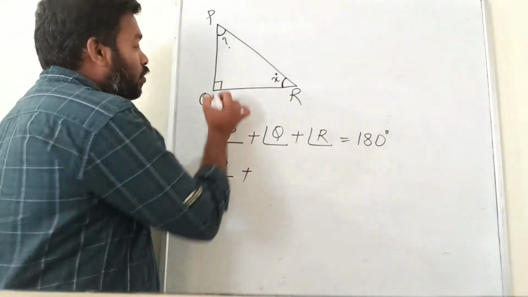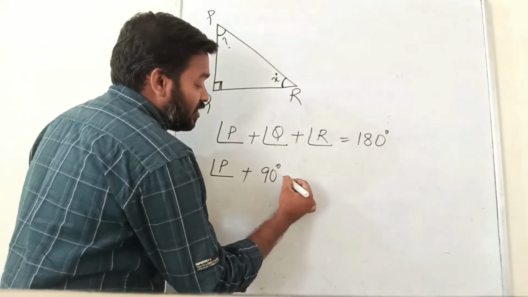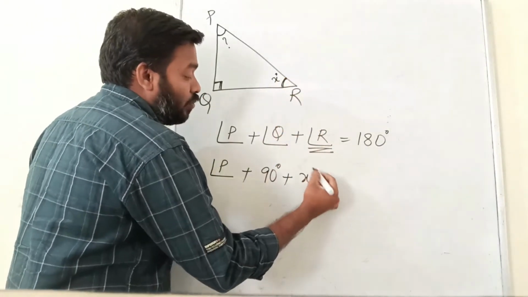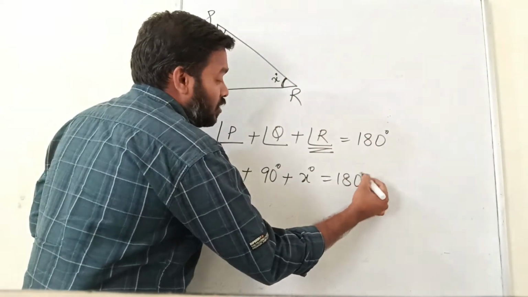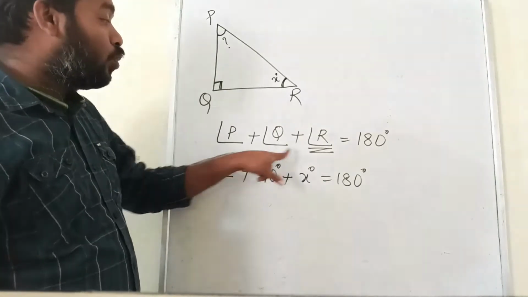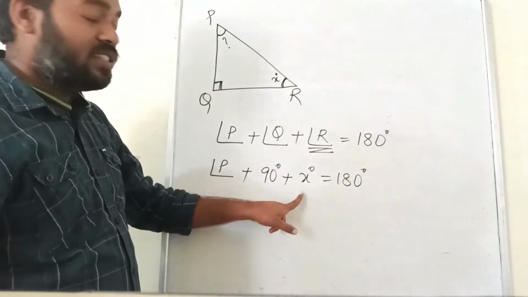What is angle Q? 90 degrees. When we have drawn this, we are taking that as 90 degrees. And what is angle R? We have assumed that as X. So we are taking the values of Q and R, that is, the value of Q is 90 degrees and the value of R is X degrees.